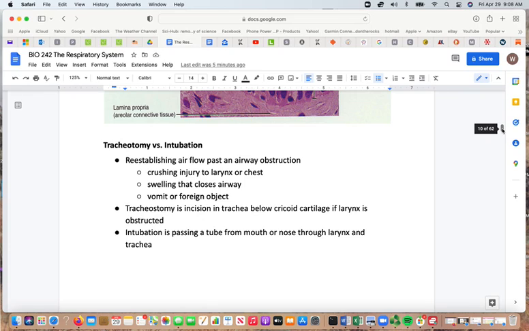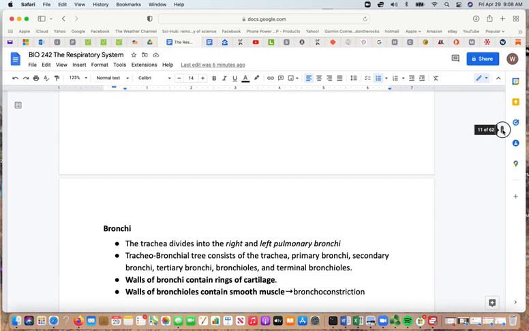So the tracheostomy is when an incision is placed below the cricoid cartilage if the larynx is obstructed. Intubation is a much gentler process for the patient. A tube is passed through the mouth or nose into the larynx and the trachea. So if intubation is done properly, there should not be damage to the patient.